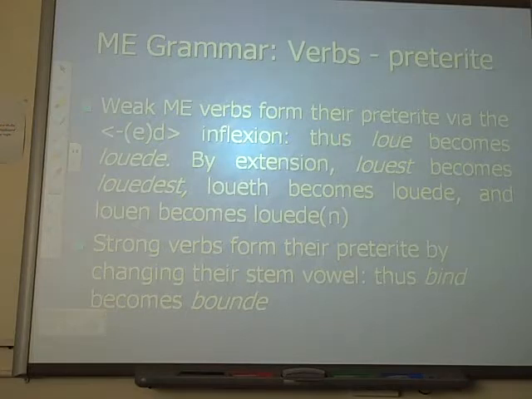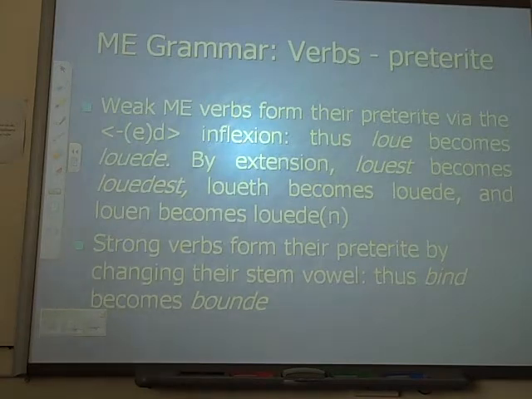So the weak Middle English verbs form their preterites by the ed inflection, pretty much the same as PDE again. Thus, love becomes loved. You can have an E on the end, just for good measure. By extension, lovest becomes lovedest, loveth becomes loved, and loven becomes loveden. So just the inclusion of that either at the end or just in the middle position. Strong verbs form their preterite by changing the vowel. Bind becomes bound. So that's basically weak verbs, ed, strong ones, change the vowel in the middle. Again, what we really still have now.